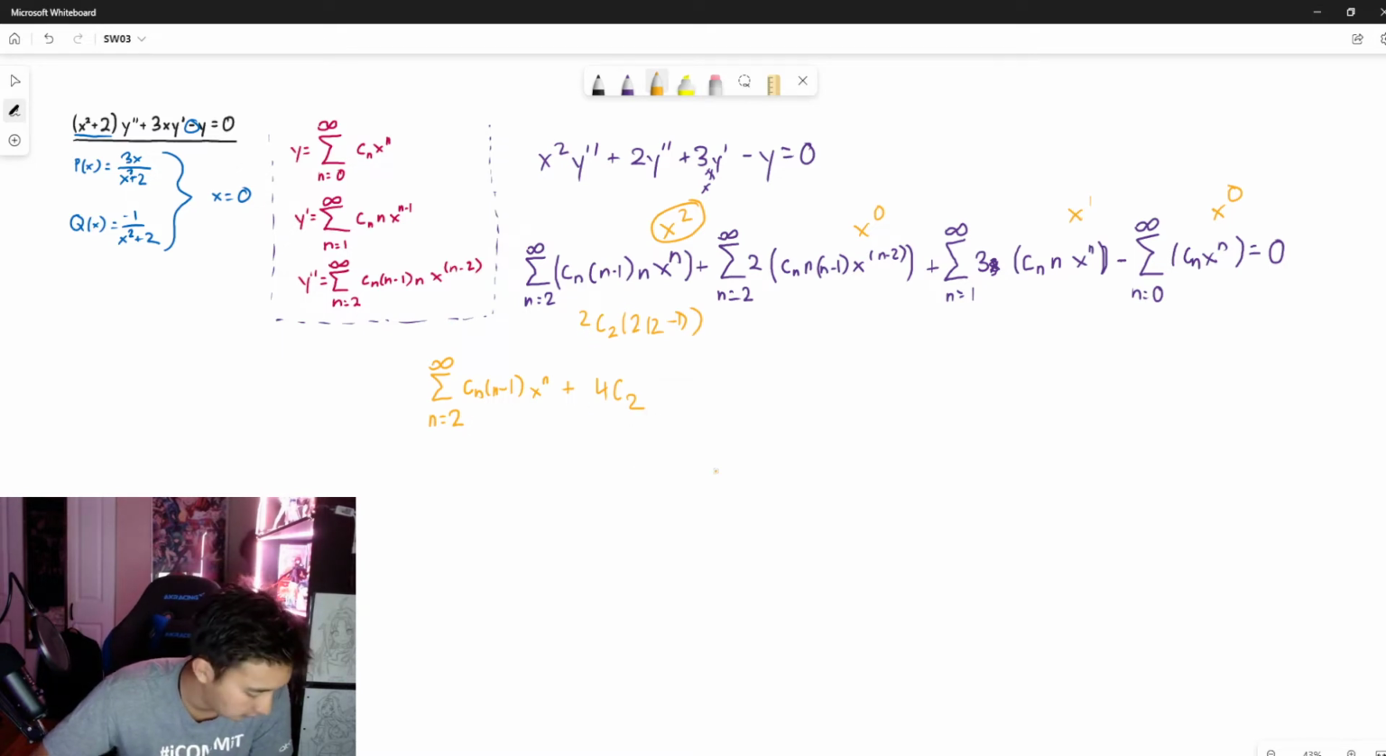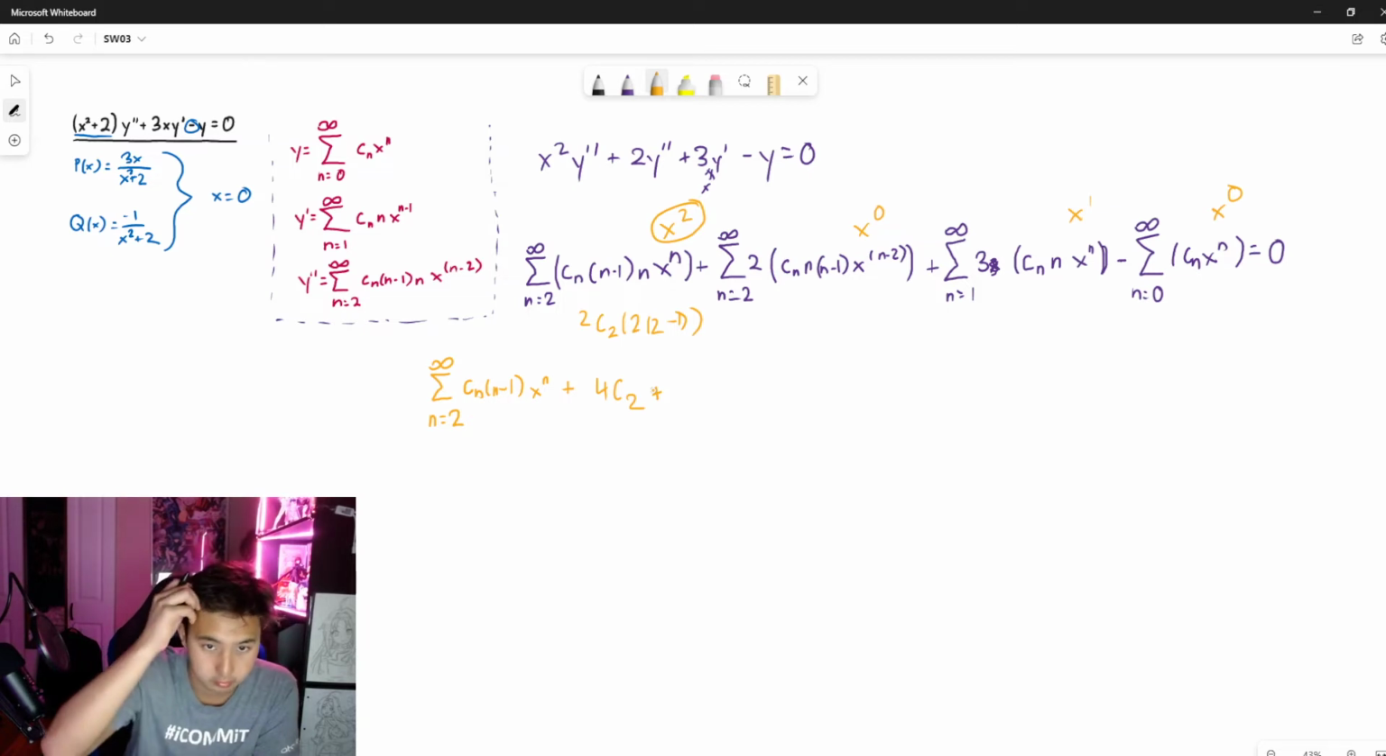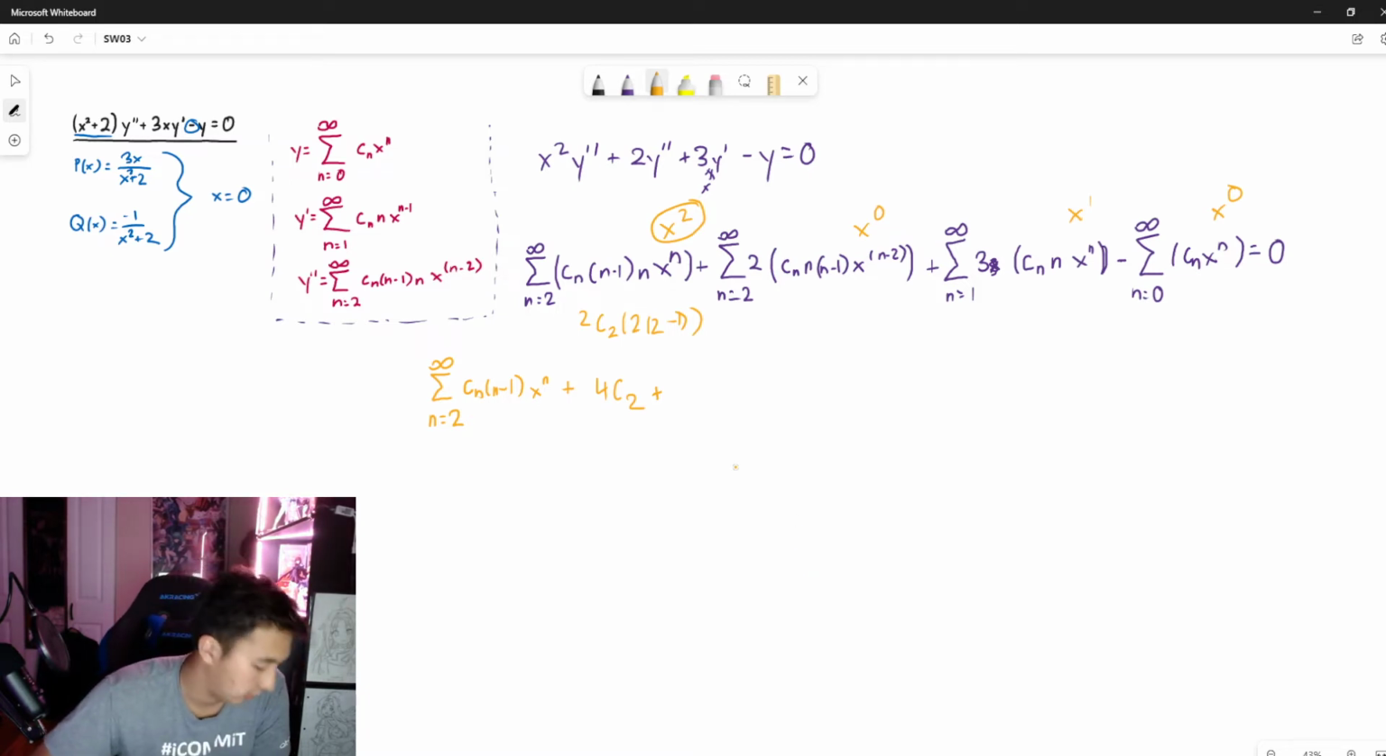So 4C2. And then if we try to plug in n equals 3, because we do want C3, so we can get more instances of the power series. We do similar math, and we get 12C3. Okay. And then we tack on the x at the end since it's the next in the series.